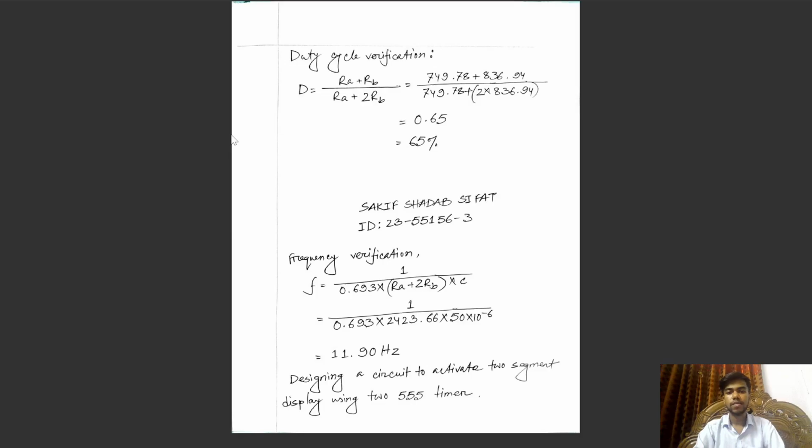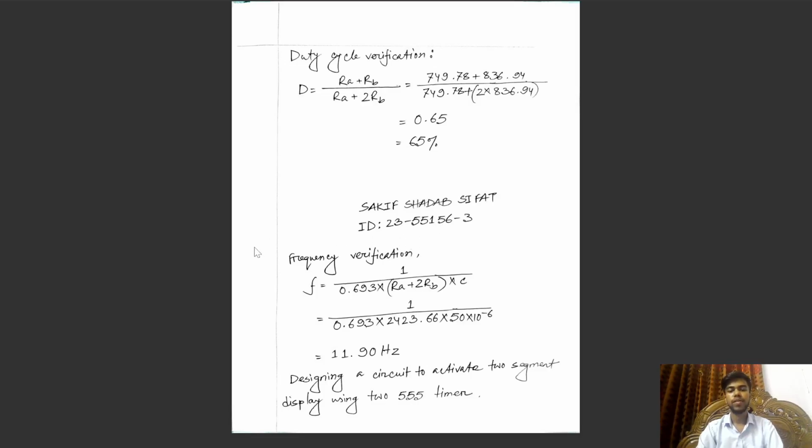So for the duty cycle verification, D, according to the formula we know, it is RA plus RB divided by RA plus 2 into RB, and the values we have got here are 749.78 and 836.94. After calculating it, it comes to 0.65, which is 65%.